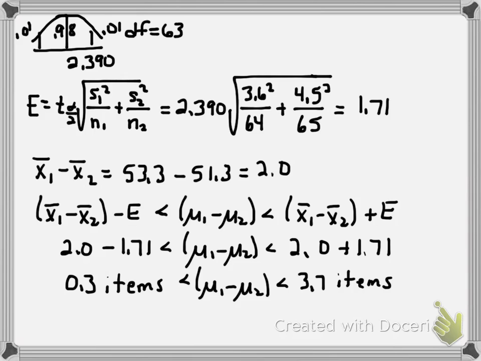Number 2, what does the confidence interval suggest about the equality of the 2 population means? Well, since 0 is not within the interval, it appears that there is a significant difference between the 2 population means.